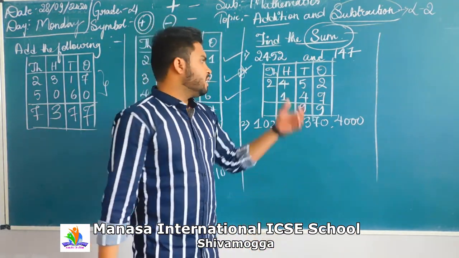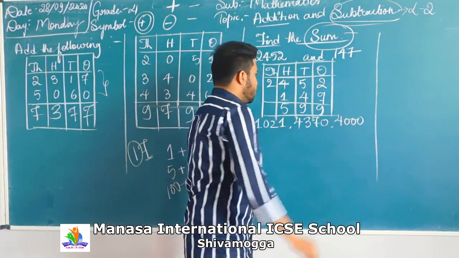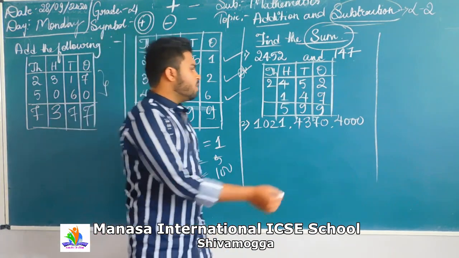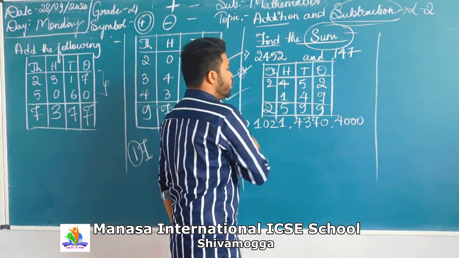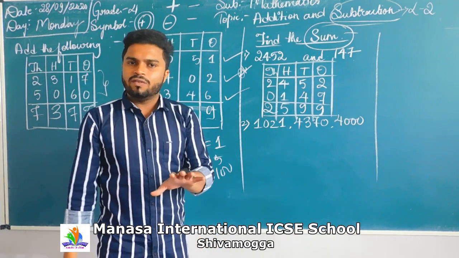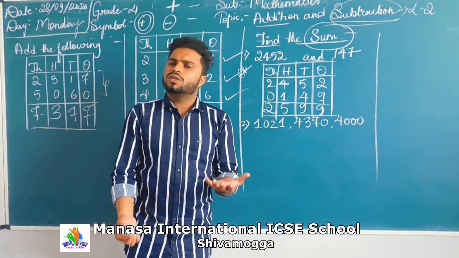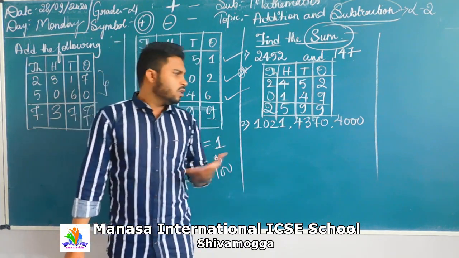In the hundreds place it is 4 plus 1. 4 plus 1 is 5. In the thousands place you have nothing. If you don't have anything, you have to consider it as 0. When a number is added to 0, it is the same number. Now look at the board.